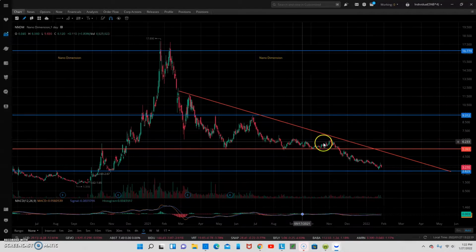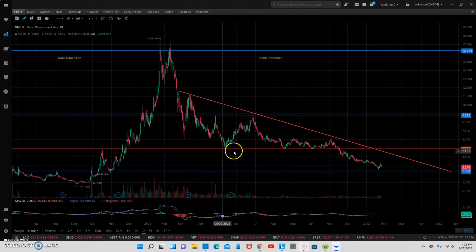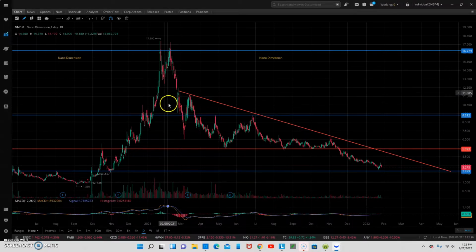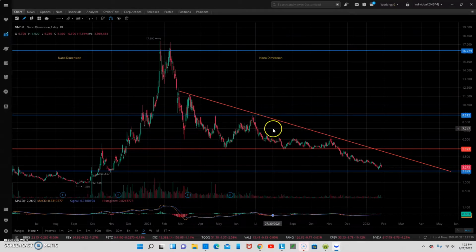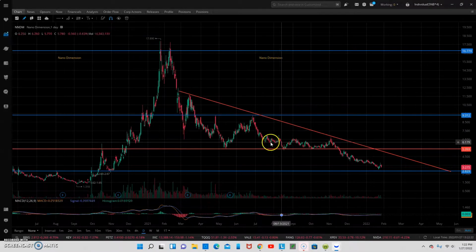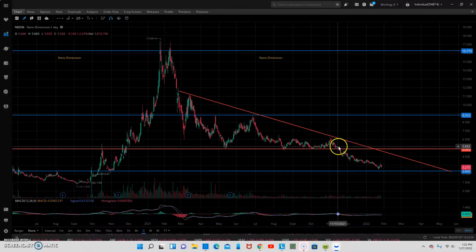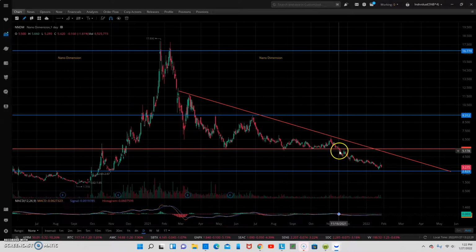It was holding nicely along that support level around $5.40 here. You could see it looked like it bottomed out here, and it was able to hold this support area throughout the majority of 2021 until around mid-November, when it finally broke that support.